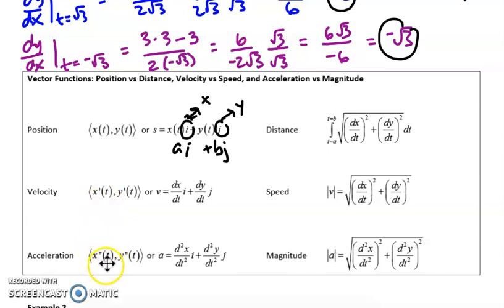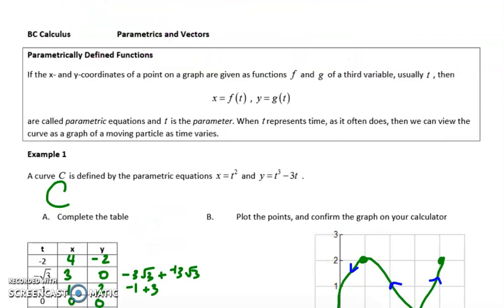So you have x double prime of t, comma, y double prime of t, or the second derivative of x times i plus the second derivative of y times j. So these are very basic things that you should know how to do from dating back to the fall when we first studied position, velocity, acceleration from a differentiation perspective.